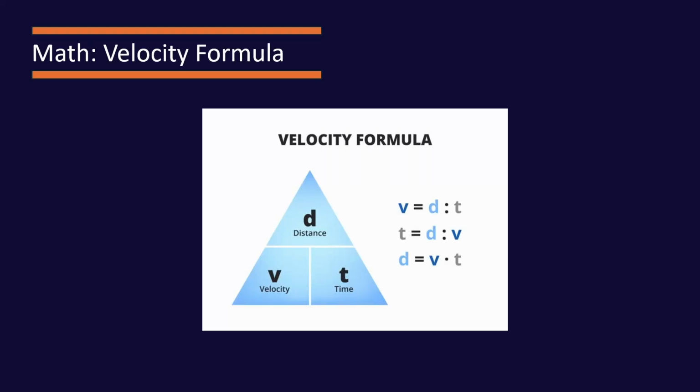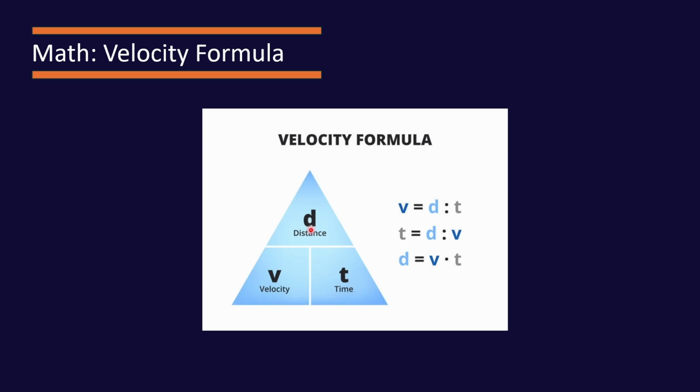The velocity formula is a triangle with d, distance, on top, v, velocity, on the bottom left, and t, time, on the bottom right. To find any of these parameters, you cover the one you're looking for. So let's see, I want to find distance, d. I cover d and I find d by multiplying v, velocity, with t, time.